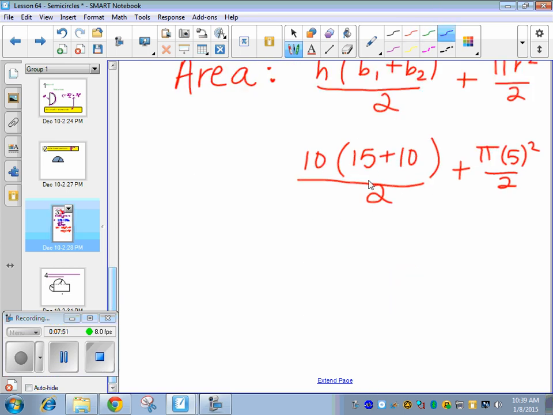You have to do parentheses first, right? So what's 15 plus 10? 25. And we can go ahead and do this exponent as well. What's 5 squared? Okay, and I'm going to put it in front of pi because that's where we usually put our numbers.